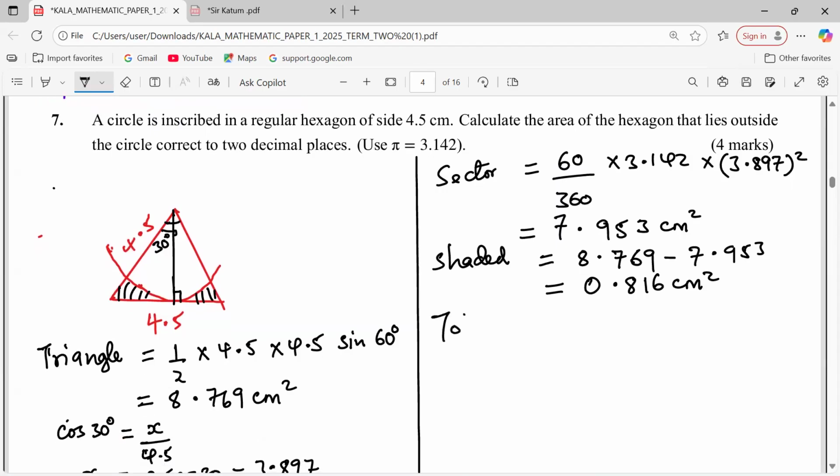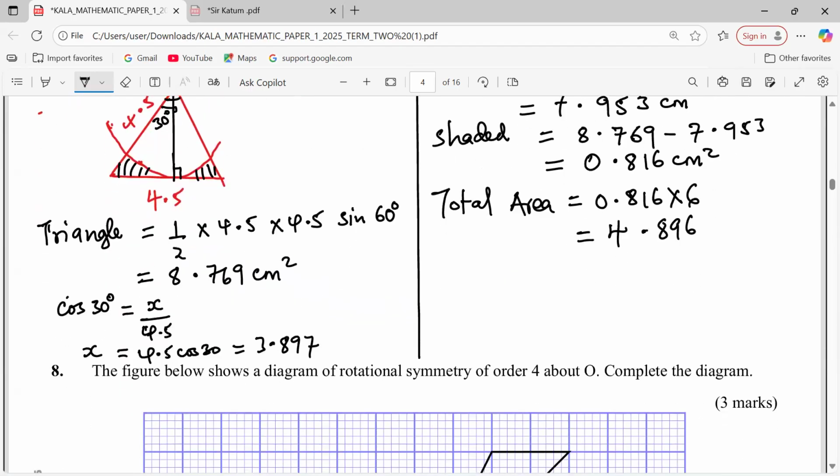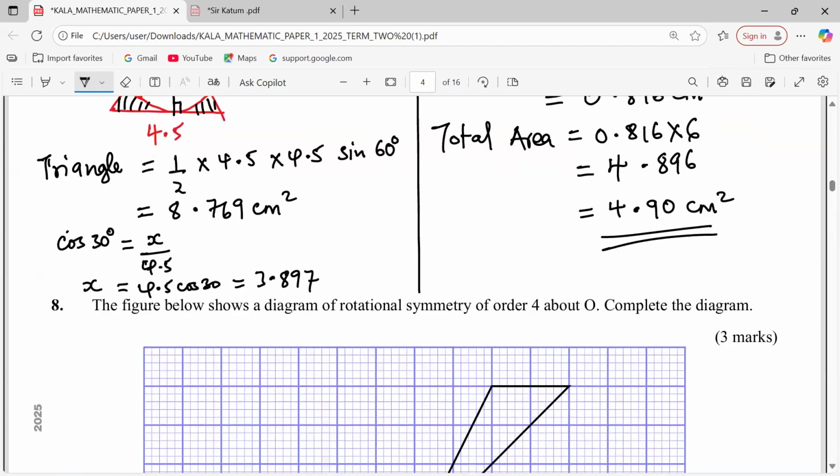Therefore, total unshaded shall be 0.816 times 6 of them. So when we do this by 6, we are getting 4.896. Then we've been told to 2 decimal places. To ensure 2 decimal places, we talk about 4.90 square centimeters. 4.90 square centimeters. So that is it. That's how we work it out in number 7.